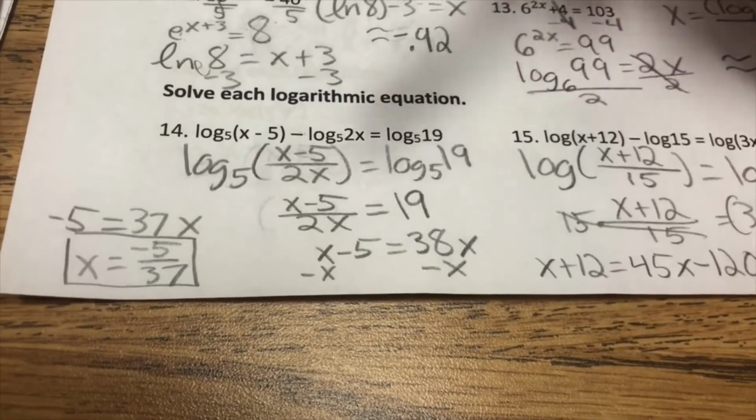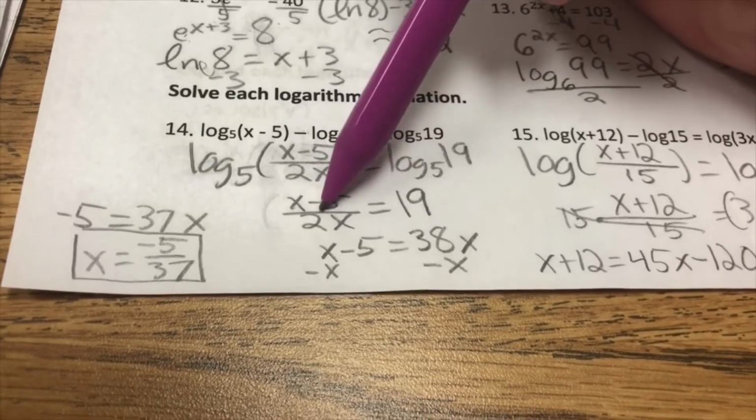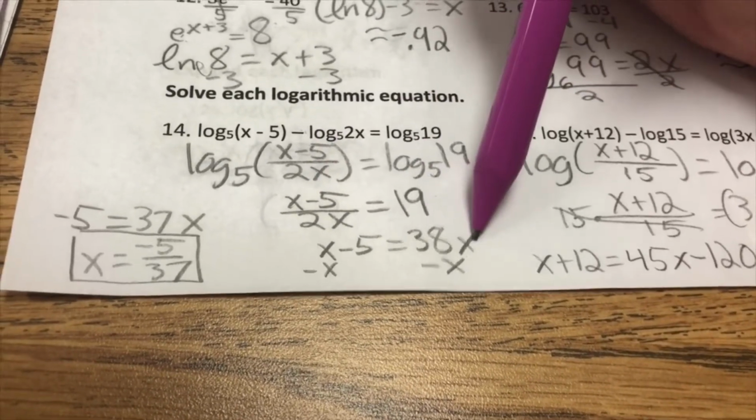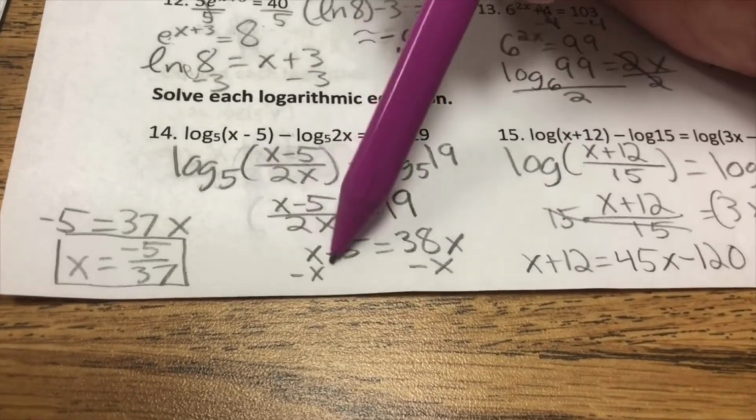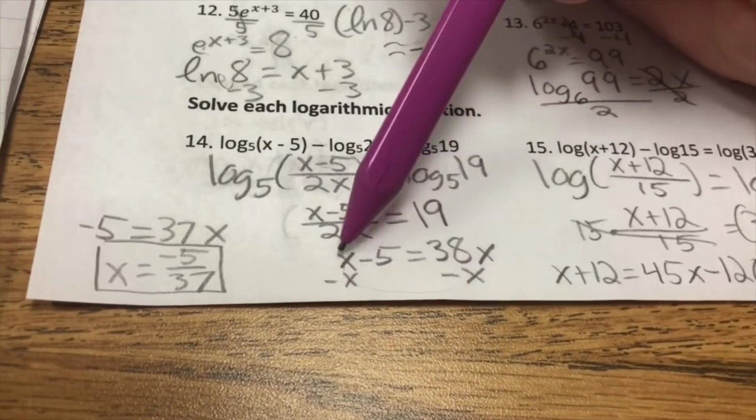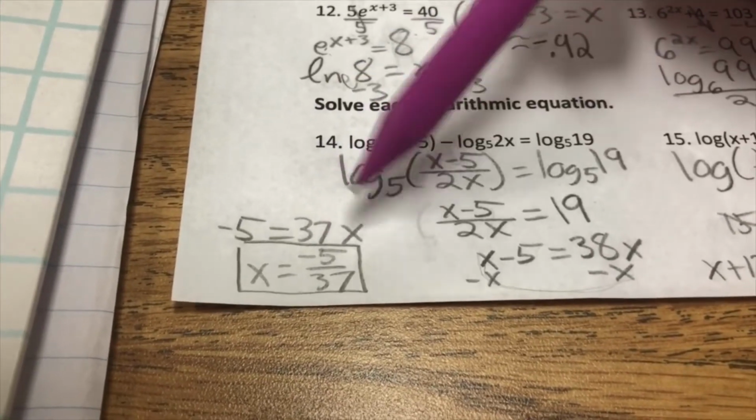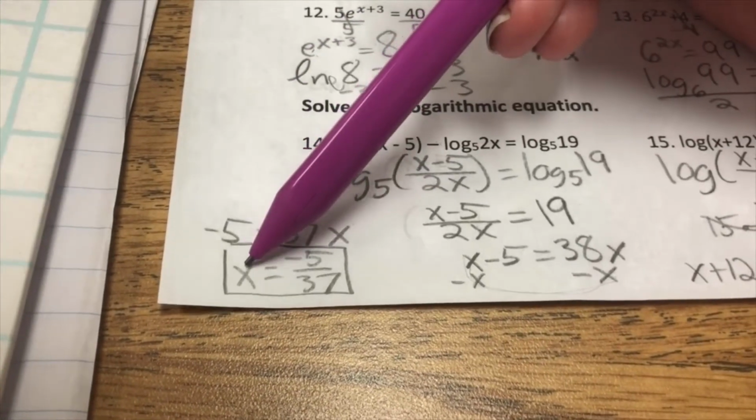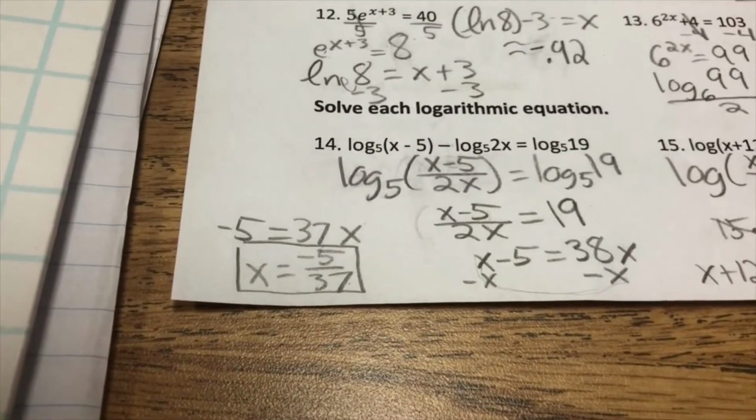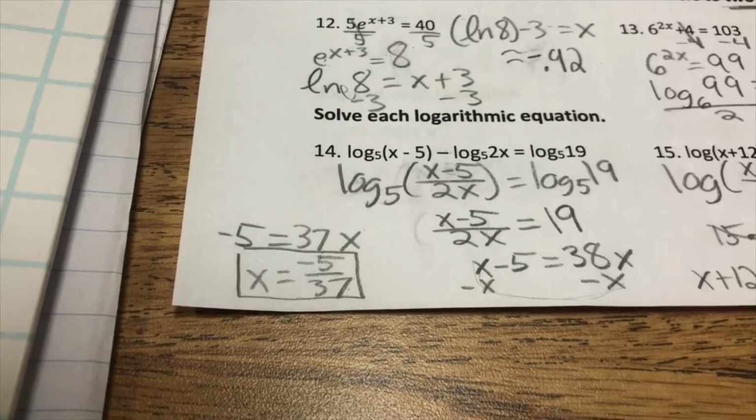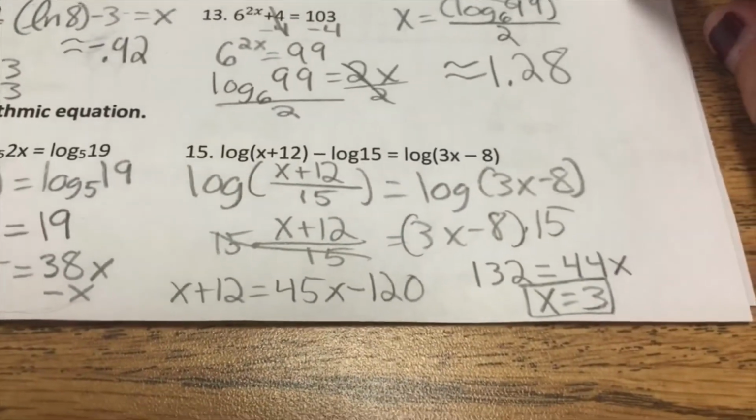We wanted our 2x to move to the other side, so we multiplied both sides to get 38x on the right side and x minus 5 on the left. Move my x over. When I moved my x over, I got negative 5 equals 37x. And I simplified, so x equals negative 5 divided by 37. It's very similar for number 15.